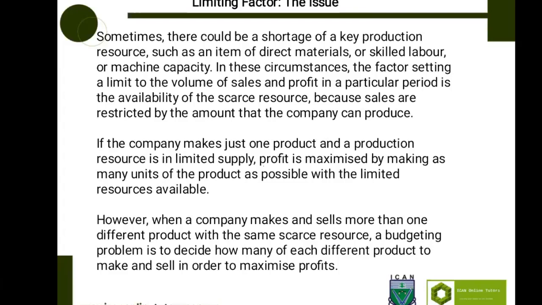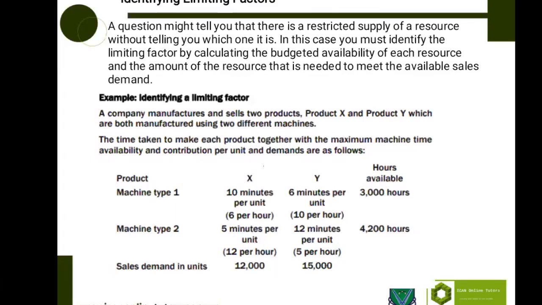It becomes a limiting factor. It becomes an issue. So how do we go about it? Do we use the ingredients in one product and not in another, or do we reduce the quantity of output that we expected to produce so that it goes round? What do we do? So how do we identify a limiting factor?